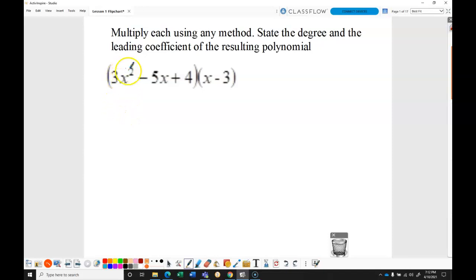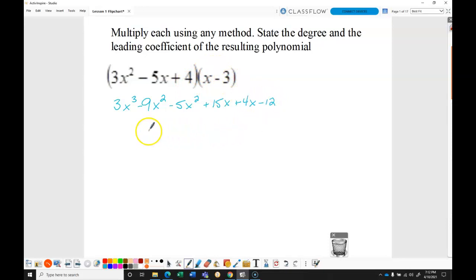So in my first multiplication, I have 3x squared times x. That's going to get me 3x cubed. Then I'm going to do the 3x squared and the negative 3. That's negative 9x squared. I'm going to move on to the negative 5x. Negative 5x times x is negative 5x squared. And then negative 5x times negative 3 is positive 15x. I'll move on to the 4. So then I have 4 times x, which is 4x, and 4 times negative 3, which is negative 12.